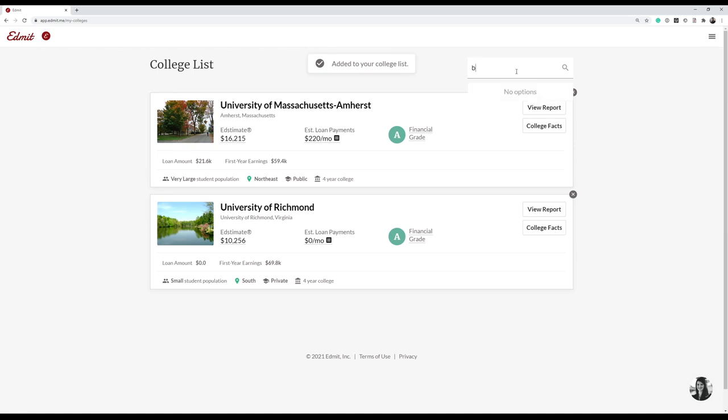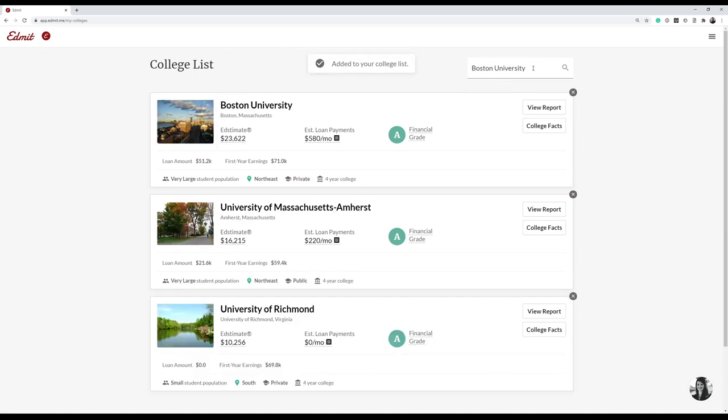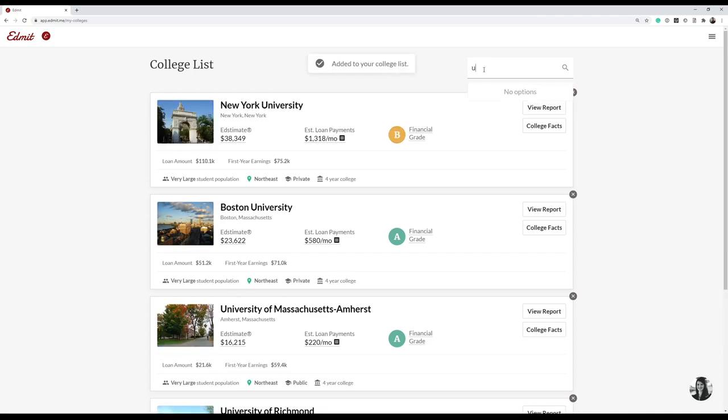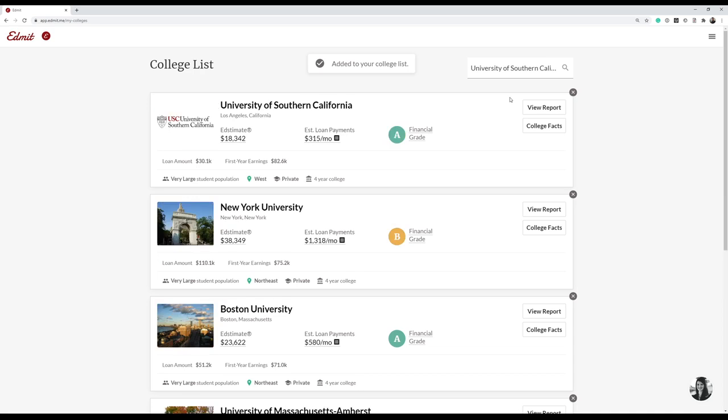I'll start with the University of Massachusetts at Amherst, then Boston University, then New York University. As we add these colleges, you'll see they come in with the Edmit data: estimated loan payments per month after college graduation, a total loan amount, first year earnings for a given major at that school, and also a financial grade. Let's talk through what this means.